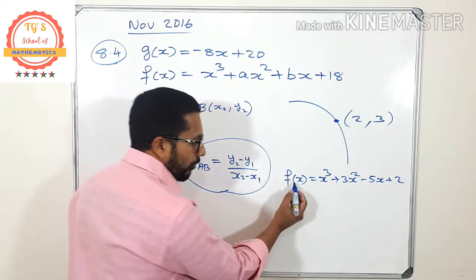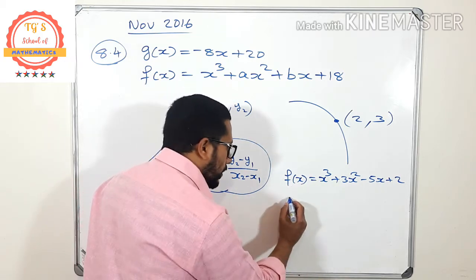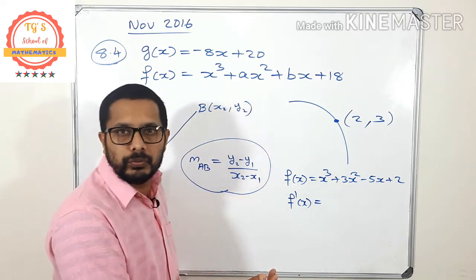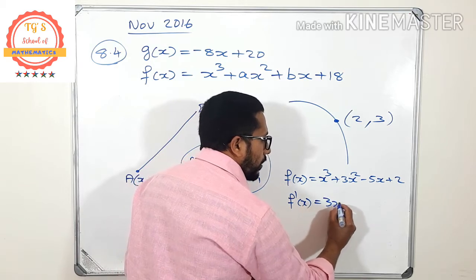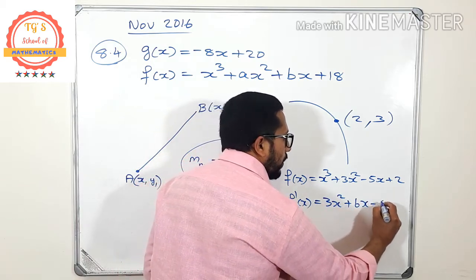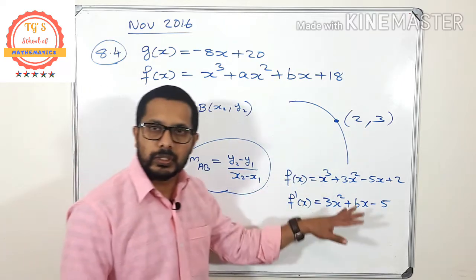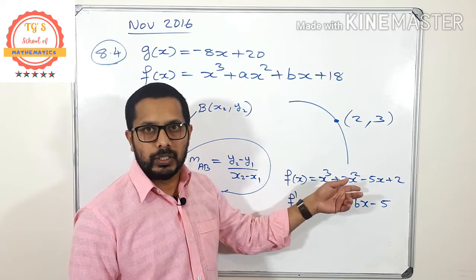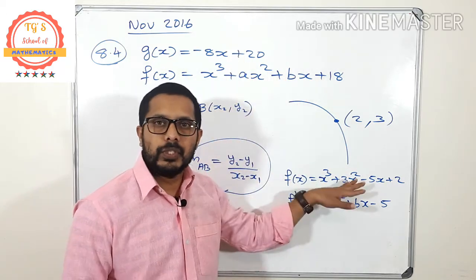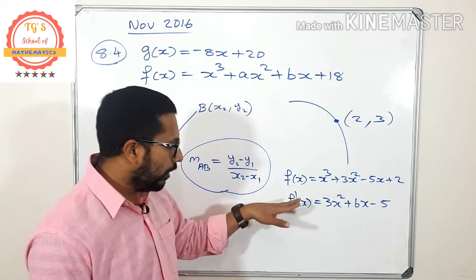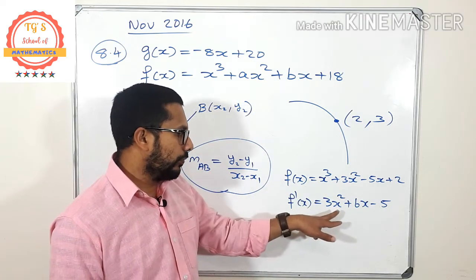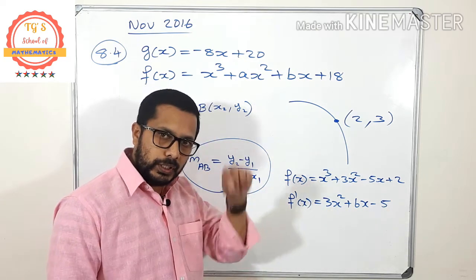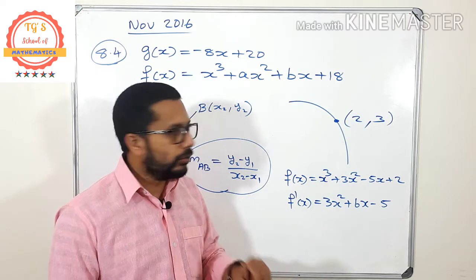So what I told you, first you have to find the derivative. What is the derivative of this one? f dash of x is equal to, I hope all of you know how to find the derivative, 3x squared plus 6x minus 5. This is the derivative of this equation. If you want to know more about this one, you can watch another video of mine. There are so many questions we did like this.